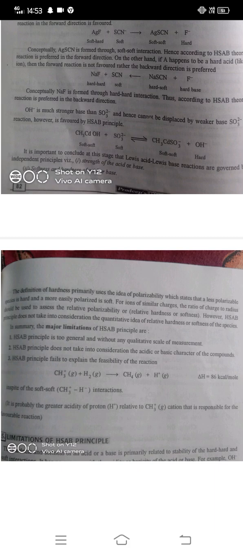In summary, major limitations of HSAB principle are: HSAB principle is too general and without any quantitative scale of measurement. HSAB principle does not take into consideration the acidic or basic character of the compounds. HSAB principle fails to explain the feasibility of the reaction, that is CH3⁺ plus H2 gives methane plus H⁺. Thank you so much.